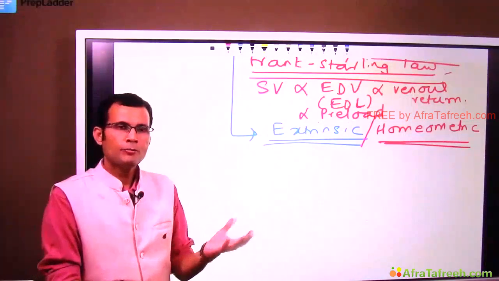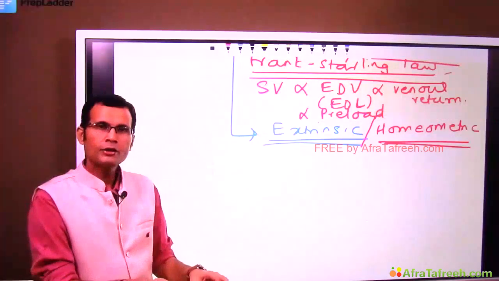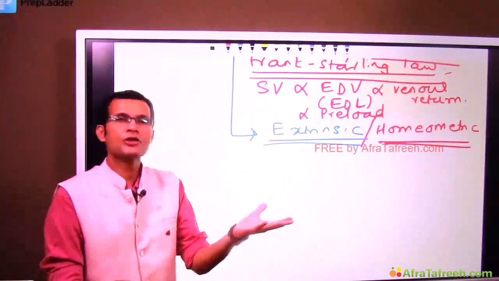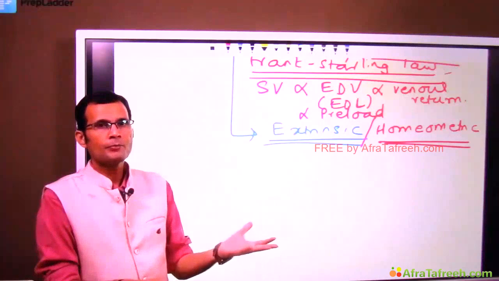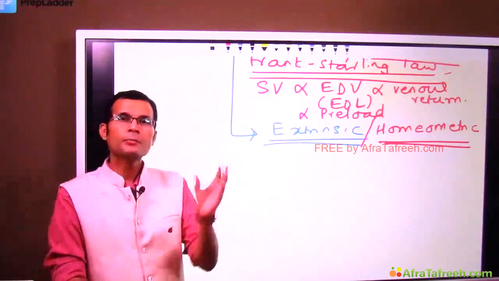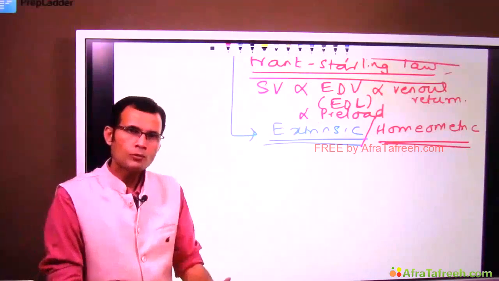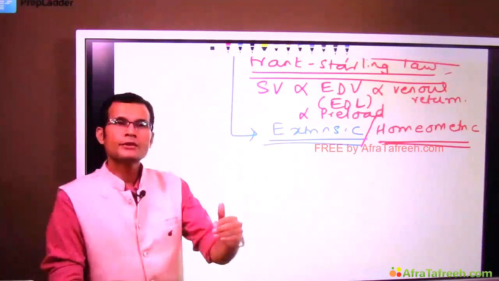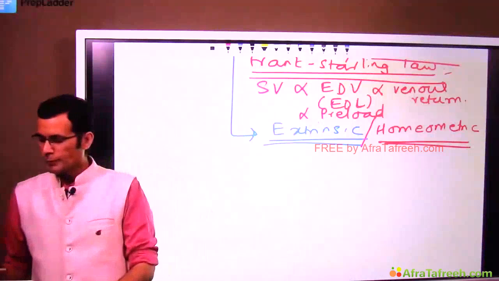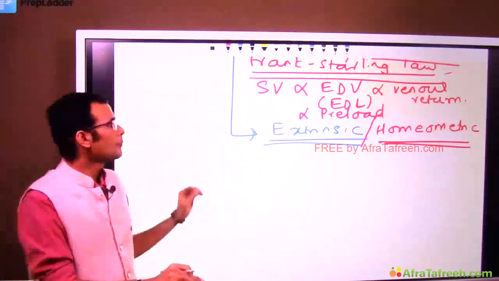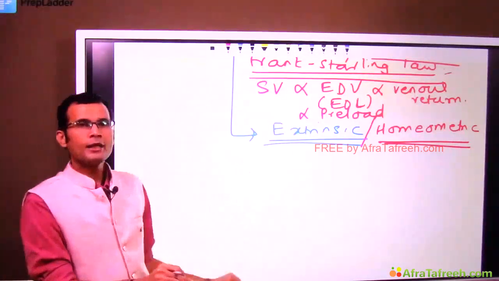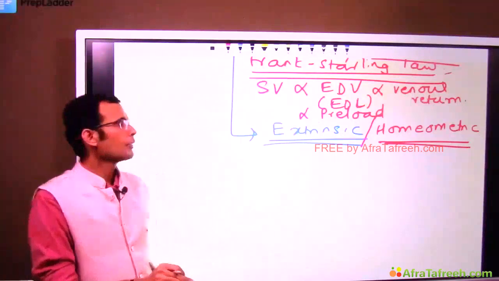The more the amount of blood filling into the ventricle, and the more the stretch on the ventricular muscle fiber, there will be a greater preload. And if there is a greater preload, then with the next systole, more amount of blood will be pumped out. So please remember, stroke volume is directly proportional to the preload.